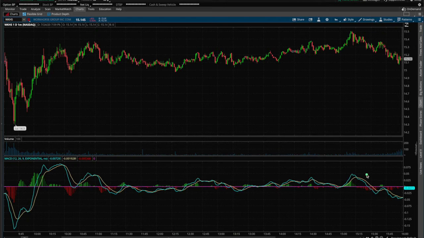Any move of the MACD EMA lines from above the zero line and then below would be considered bearish and a reversal of the stock. And this is where you'd want to be short in the stock or close any long positions.